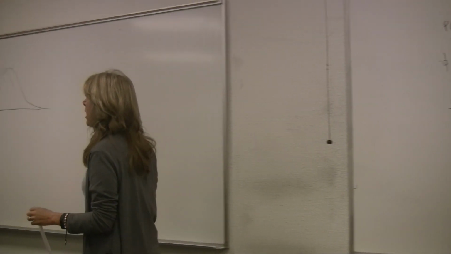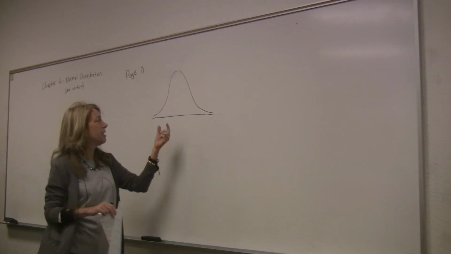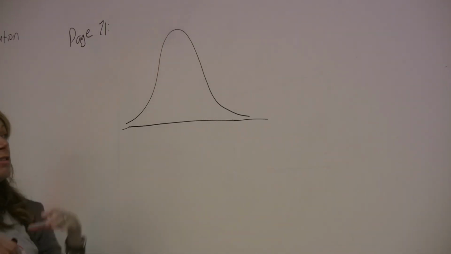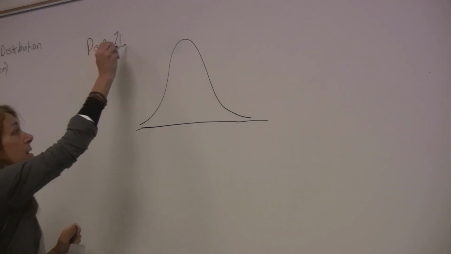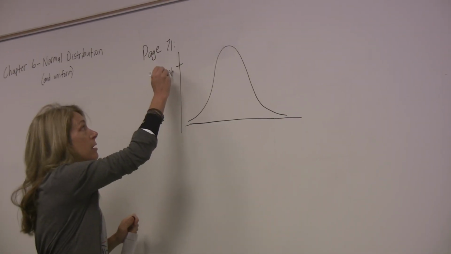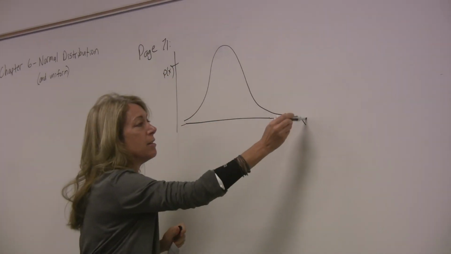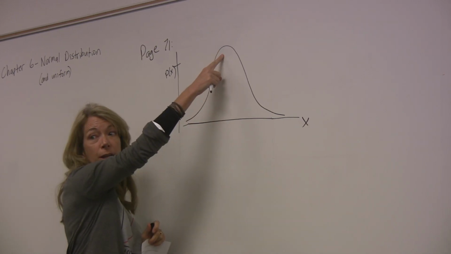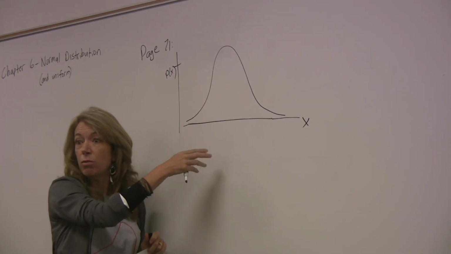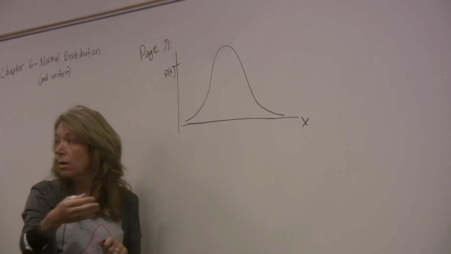It doesn't go straight across because the things in the middle have higher probabilities, and these are still probabilities, by the way. It's still like the probabilities are over here, right? Your x's and your probabilities. But these have higher probabilities to be in the middle than you would on the edges.